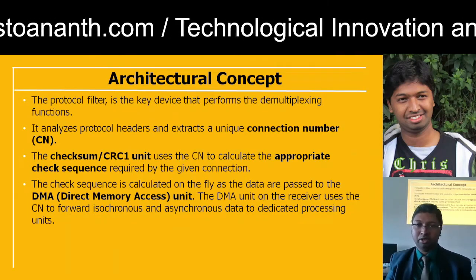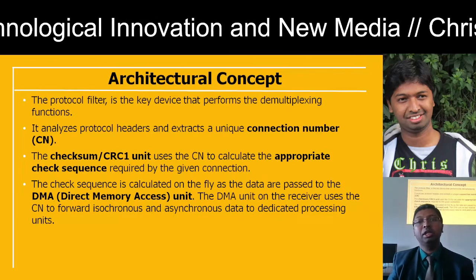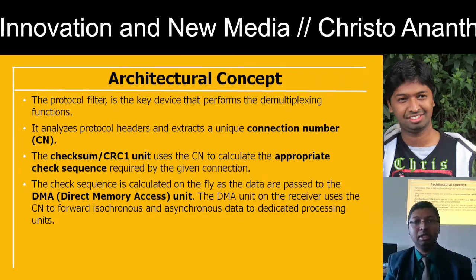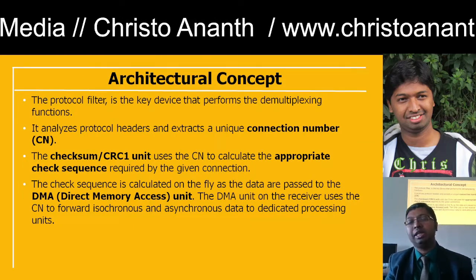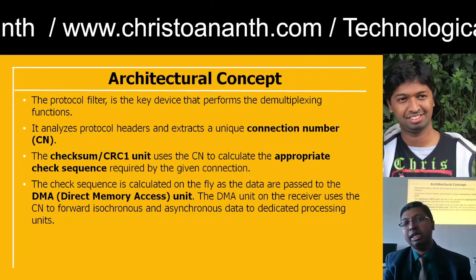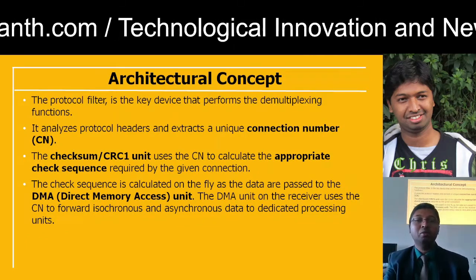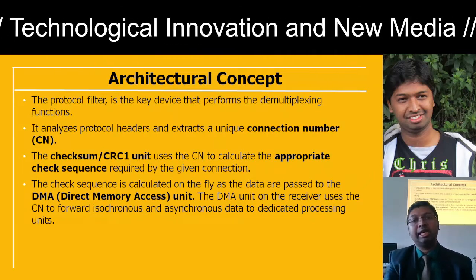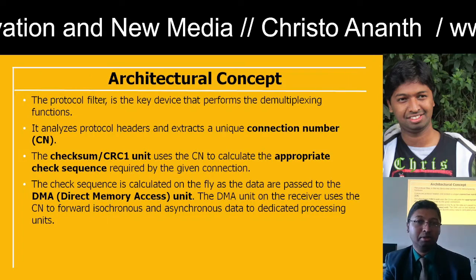So PF is actually the device which is going to perform this demultiplexing operation, and we have a connection number for which the protocol headers, and you are going to extract the information from the connection. You are going to have the CRC, cyclic redundancy check unit, or maybe checksum unit, which is going to use this connection number for calculating the check sequence, CS.